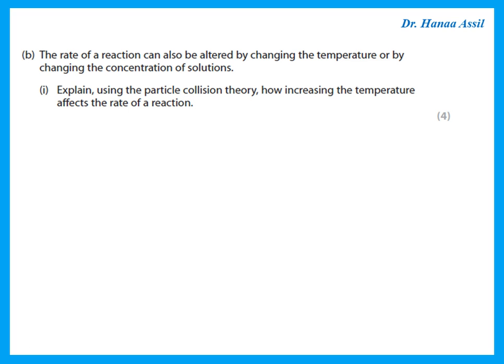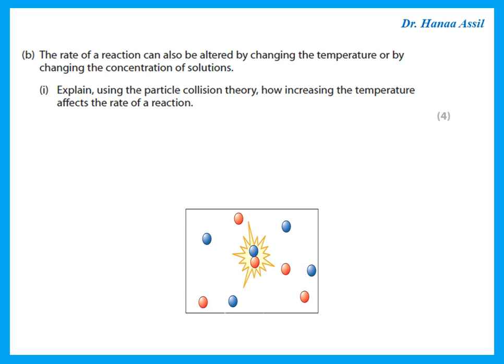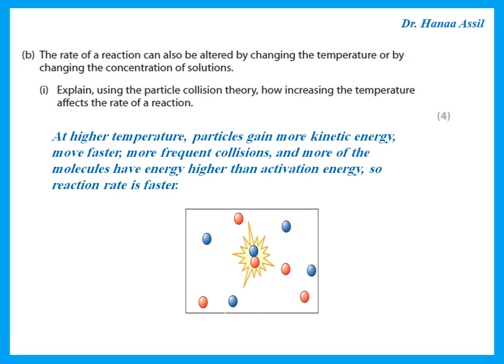The rate of a reaction can also be altered by changing the temperature or by changing the concentration of solutions. Explain using the particle collision theory how increasing the temperature affects the rate. Why do we say that when we increase the temperature, the rate is faster? You should know at higher temperature, particles gain more kinetic energy, move faster, so there are more frequent collisions. More of the molecules have energy higher than activation energy, so the reaction rate is faster.